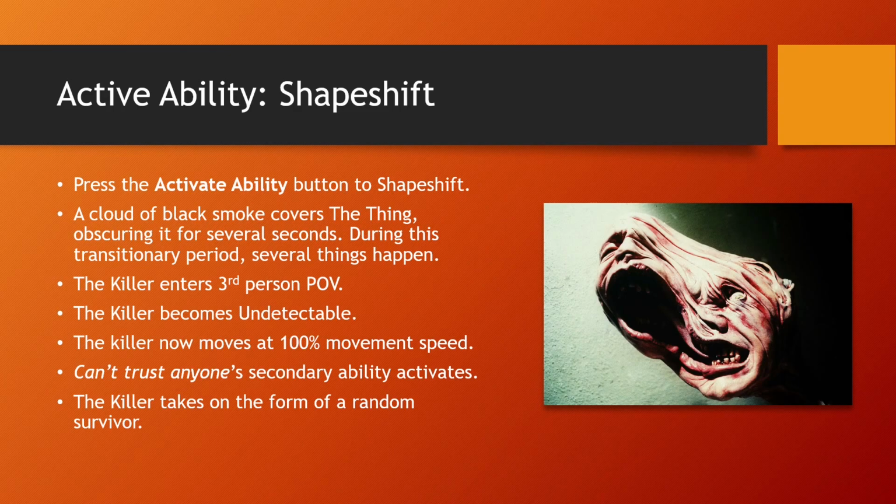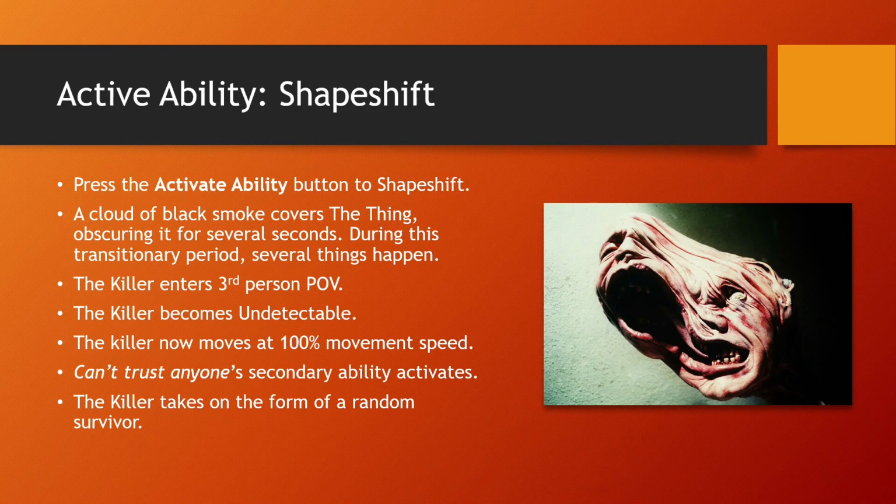And so during this transitionary period, several things will happen. The killer will enter third-person point of view. The killer will become undetectable. This is just to stop survivors from calling you out with, like, Kindred or whatever constantly. The killer now moves at 100% movement speed, same as the survivor. The killer will take on the form of a random survivor, so like Jeff or Adam or Young Jin or whatever.